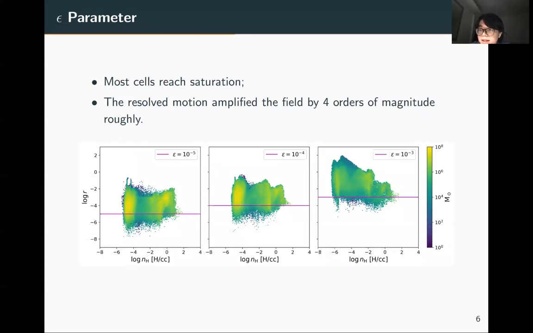First, we should take a look at the effects of the epsilon parameter. Here, I'm showing you the ratio between magnetic energy and turbulent kinetic energy density versus the gas density within 1 virial radius at redshift 0. We can see most of the region has reached saturation set by the epsilon parameter. The resolved motion then amplified the field by 4 orders of magnitude, but not much more.